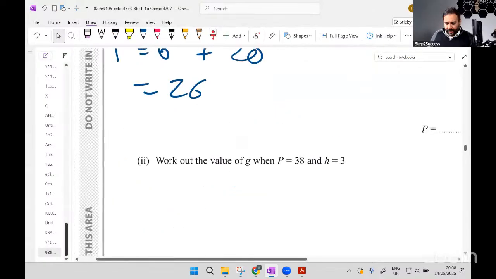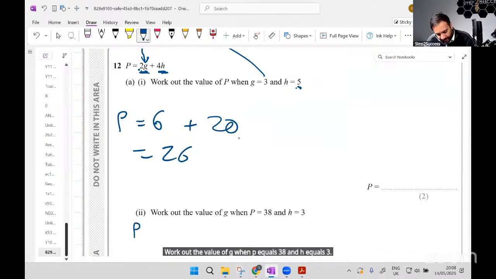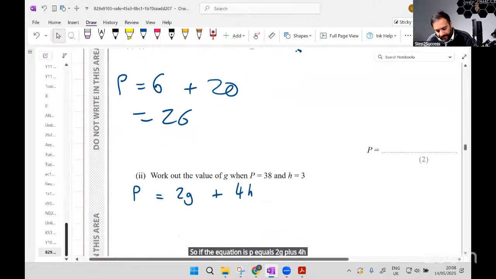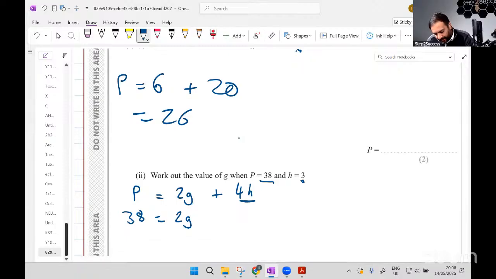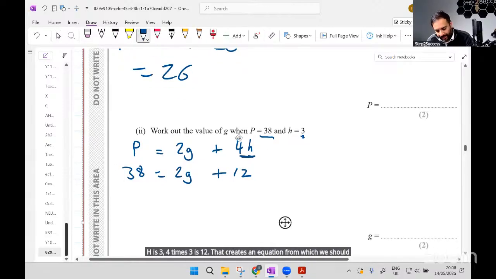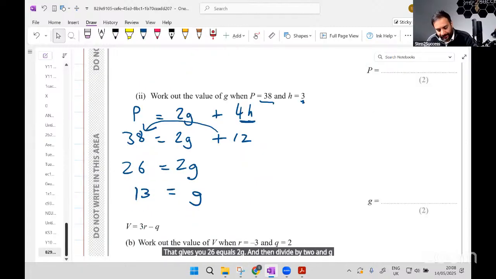Okay. Work out the value of G when P equals 38 and H equals 3. So if the equation is P equals 2G plus 4H, when P is 38, I'll put 38 there. H is 3. 4 times 3 is 12. That creates an equation from which we should be able to work out G. You would take away 12. That's what I would do, take away 12. That gives you 26 equals 2G, and then divide by 2, and G is 13.